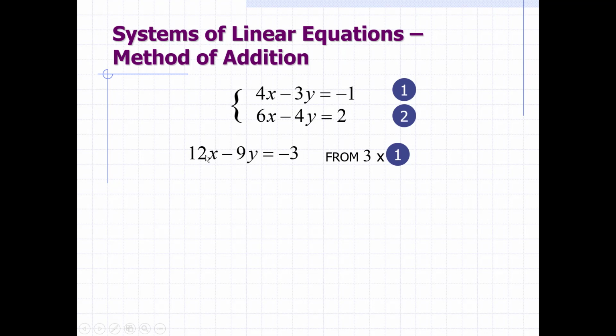So 3 times 4 gives me the 12, minus 3 times 3 gives me the 9, and 3 times minus 1 is 3. I'm going to multiply the second equation by 2, or better yet, negative 2. And that way I can just add the two equations together. I basically found the lowest common multiple of 4 and 6.